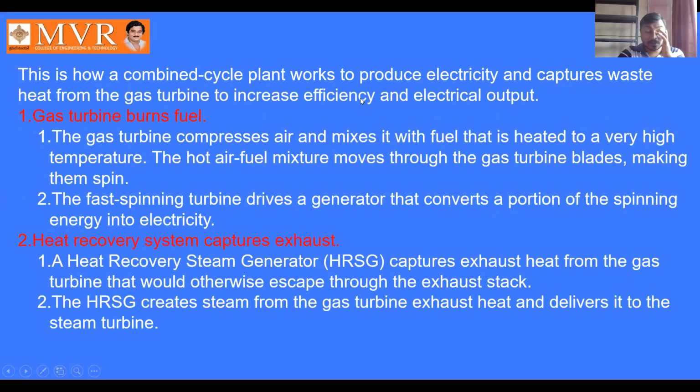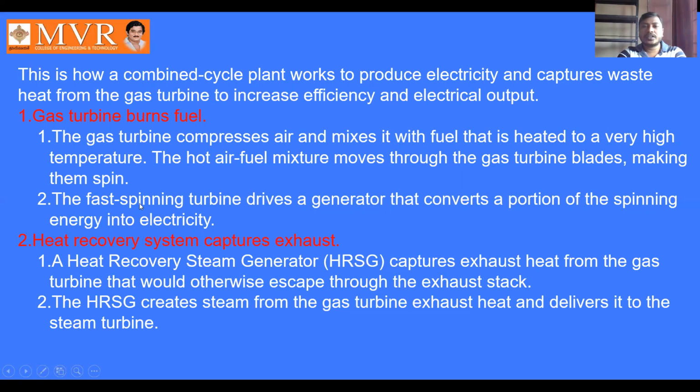For increasing the efficiency and the electrical output, we are combining the gas turbine as well as the steam turbine. Here the gas turbine burns fuel. The gas turbine compresses air and mixes it with the fuel that is heated to a very high temperature. We already saw in the open cycle gas turbine as well as the closed cycle gas turbine that when the air and fuel mix, we get a very high temperature. The hot air fuel mixture moves through the gas turbine blades, making them spin.